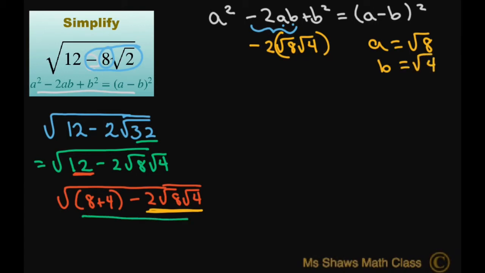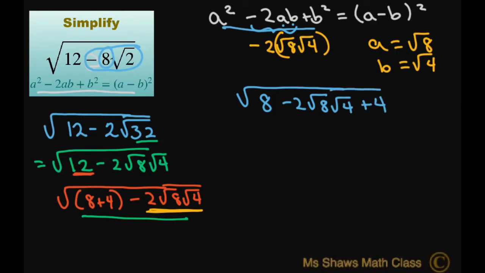Therefore, I'm going to rearrange this and write this as a square root of 8. I'm going to move the 4 over to make it look like this. So 8 minus 2 square root of 8 times square root of 4, and then add the 4 at the end here. All right. Now, using substitution, because I want to eventually write it like this, that way I can simplify the radical sign there.